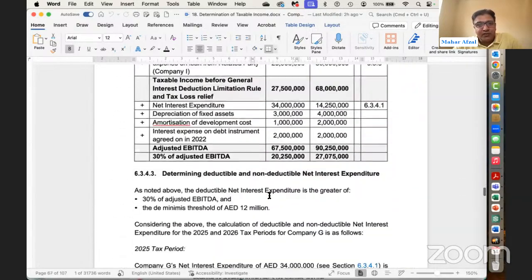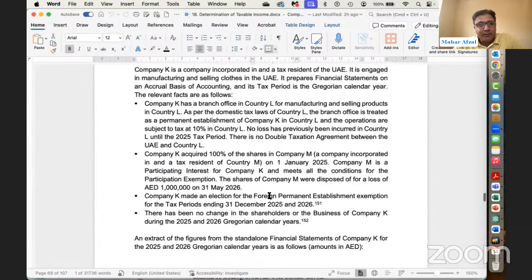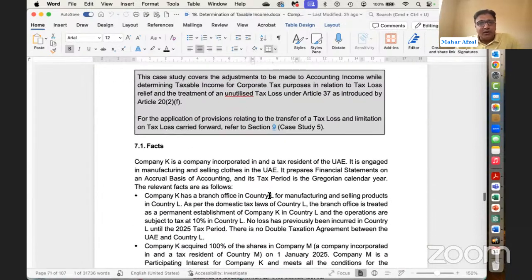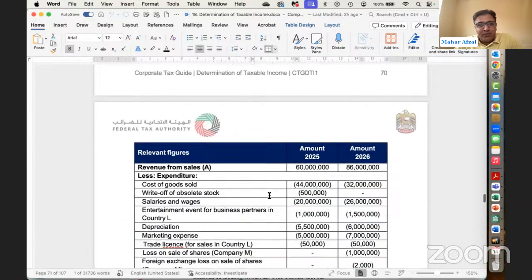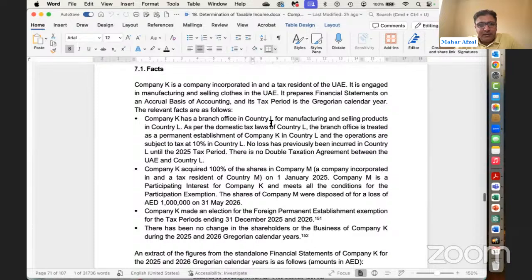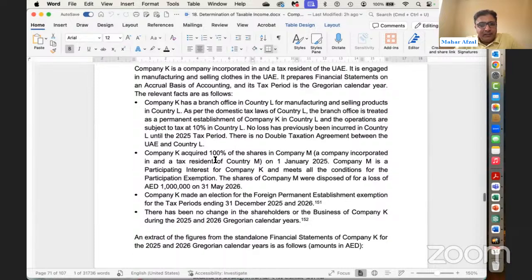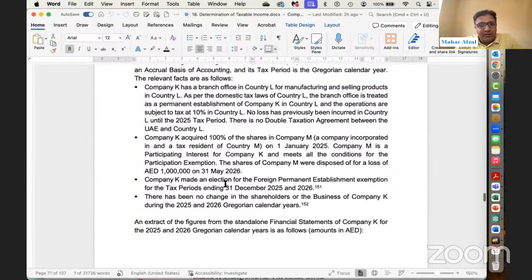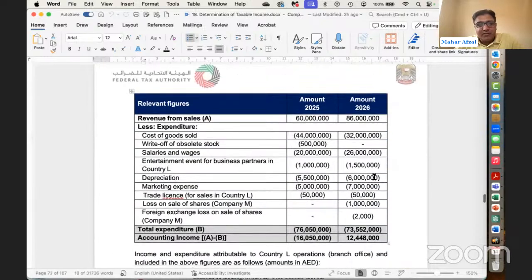So coming back to the second year, you can go through this by yourself. Tax loss relief. For the tax loss relief, we know 75% of the taxable profit can be adjusted. The remaining can be carried forward. This is company K, with a branch in country L. They are asking about the election. K made an election for the foreign PE branch exemption. If you are making the election, you should not consider the income, expenses, anything directly related to that branch. The remaining will be subject to tax.